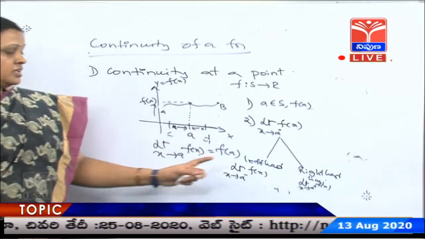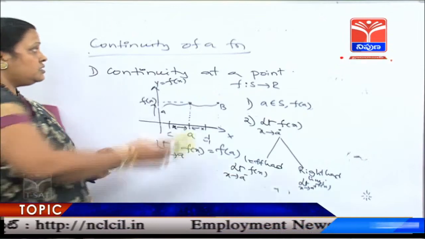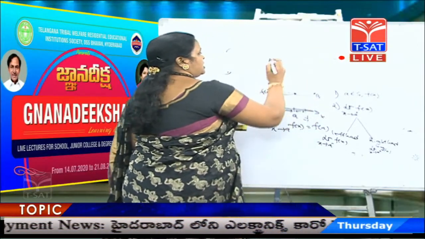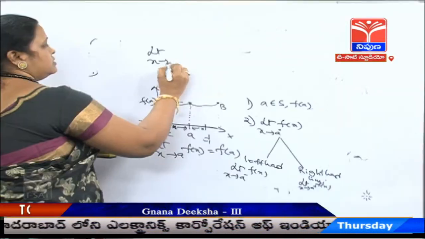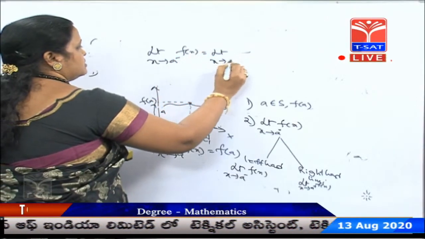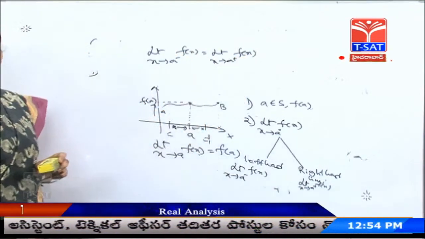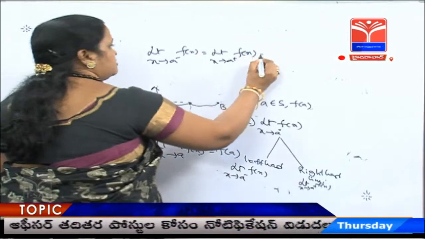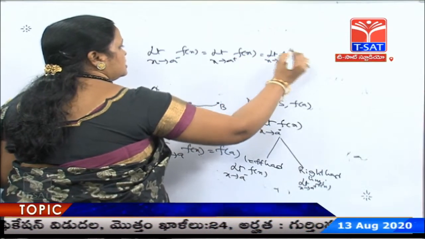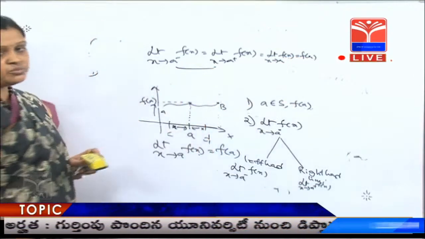Not only if they exist, what is the condition to be satisfied? Here the condition to be satisfied is both the left hand limit and the right hand limit to be equal, and that value should be equal to the functional value, limit x tends to a f of x equal to f of a. This is the third condition which you can observe.